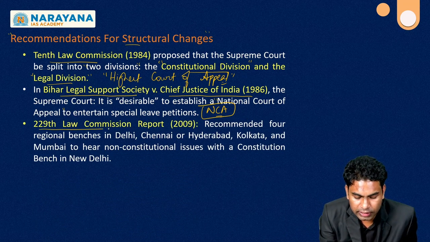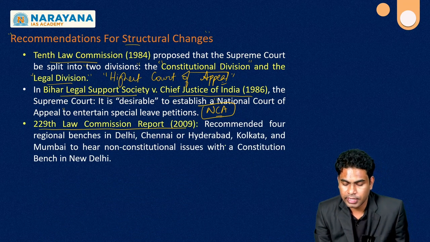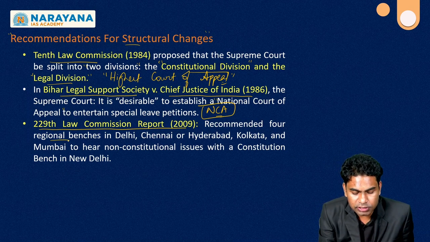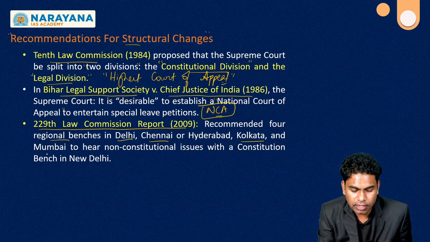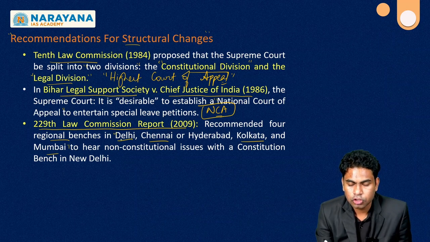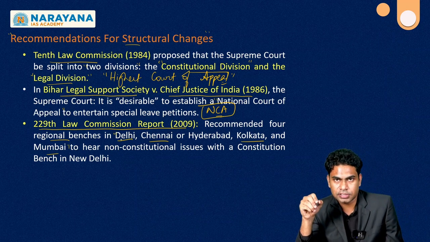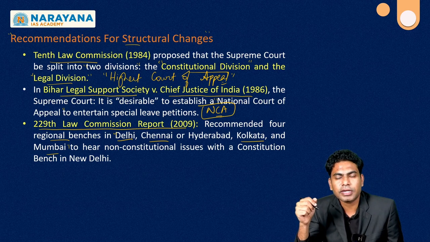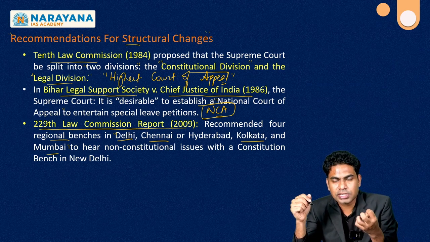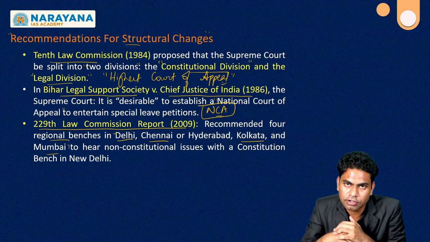And the 229th Law Commission Report of 2009 has recommended establishing 4 regional benches in Delhi, Chennai or Hyderabad, Kolkata and Mumbai. These regional benches deal with the same matters as the Supreme Court. The need for creating these divisional benches is to see that justice is accessible to different regions of the country.